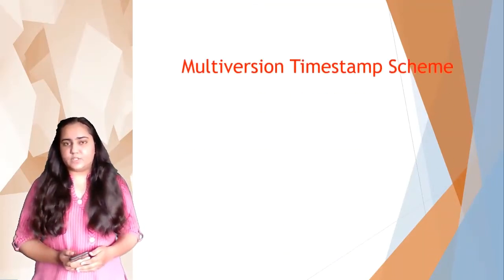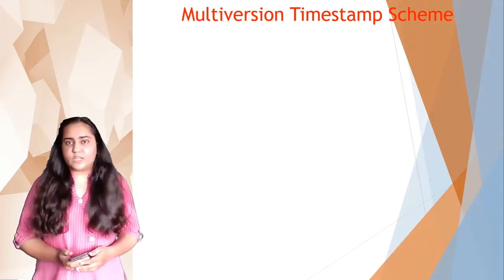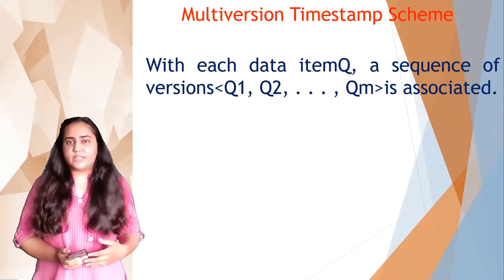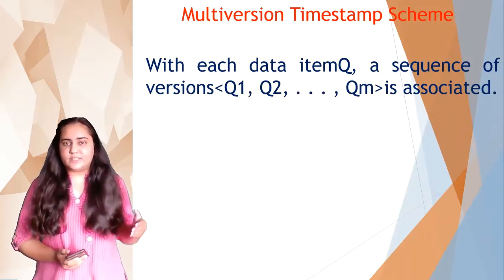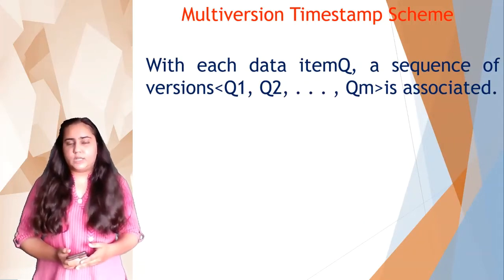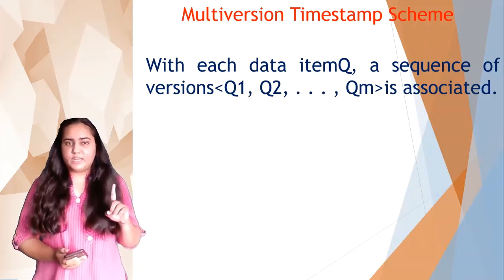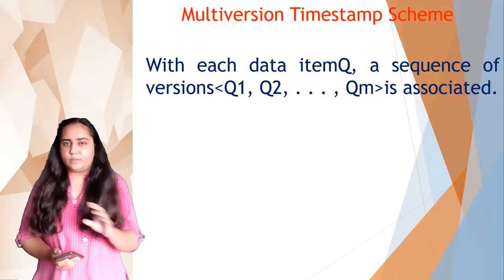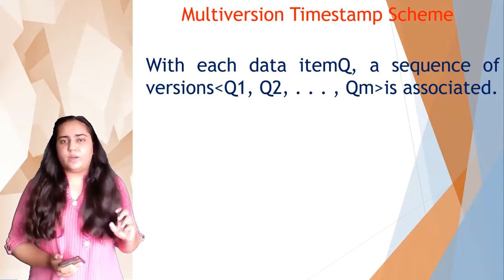The second type of protocol that I'm going to explain in this video is a multi-version timestamp scheme. In this, each data item Q has a sequence of versions associated. That means for one data item, there are several copies. So there's Q1, Q2, up to QM, so many copies of one data item Q.